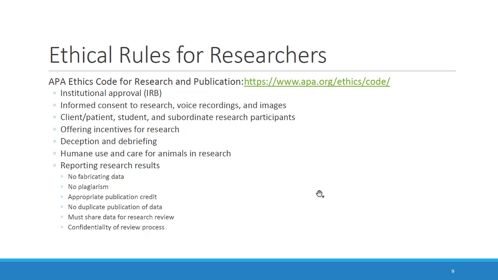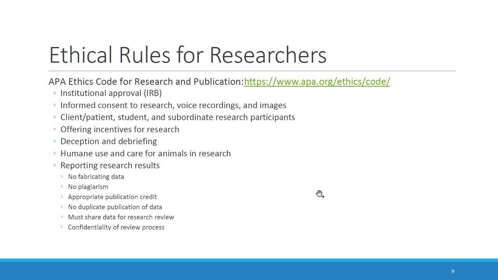So first of all, no fabricating data. That means you cannot make up data. No plagiarism. That might sound familiar because we have that guideline in this class as well. Appropriate publication credit. That means that the authors who are listed on the publication have contributed to that publication, and the order of the authors is in line with the order of the contribution. So the person who made the biggest contribution goes first, and so forth.